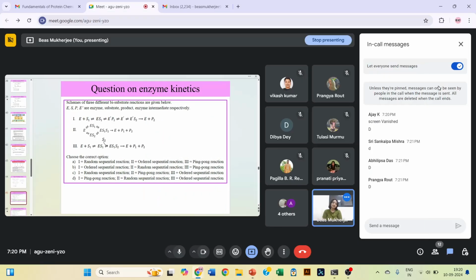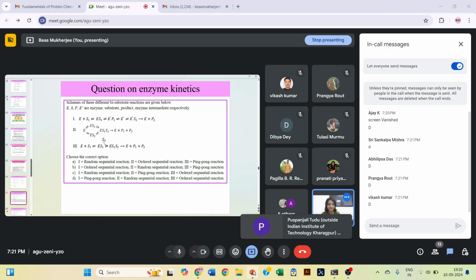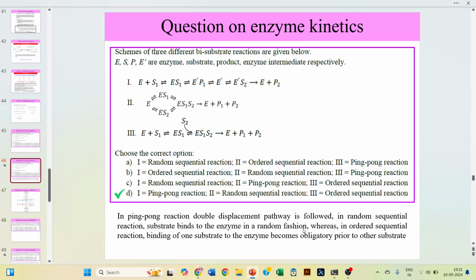Please answer. Okay, so you are saying that it is D. The first one is... why do you think it is D? Let's see which is the right answer. Very good. It is D.